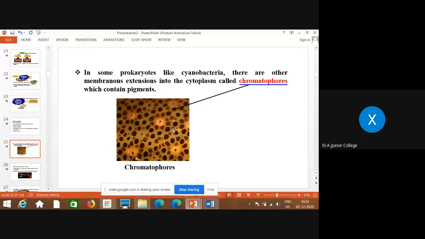Now, a few more points related to prokaryotes. Especially in some prokaryotes like cyanobacteria, there are other membranous extensions into the cytoplasm called chromatophores, which contain pigments. Chroma means color. So these colorful pigments are called chromatophores, and these are nothing but the membranous extensions seen in the cytoplasm of some of the prokaryotes. So they are called chromatophores.